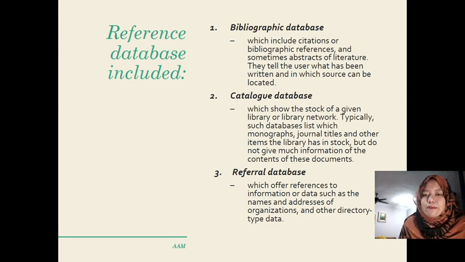And then the catalog database, which shows the stock of a given library or library network. Typically, such databases list which monographs, journal titles, and other items the library has in stock but do not give much information on the content of the document itself. It's just a catalog, which you can browse through. The term catalog itself represents what the database is all about. When you talk about a catalog, it means the things that you can choose from the catalog itself.